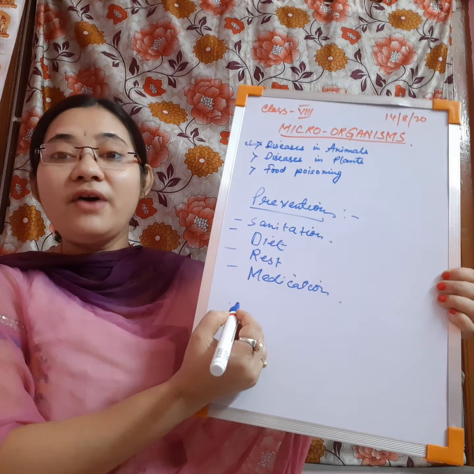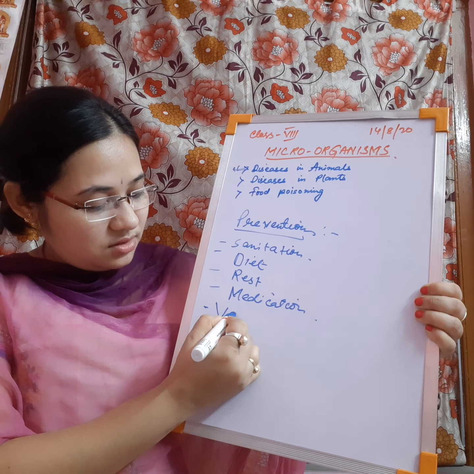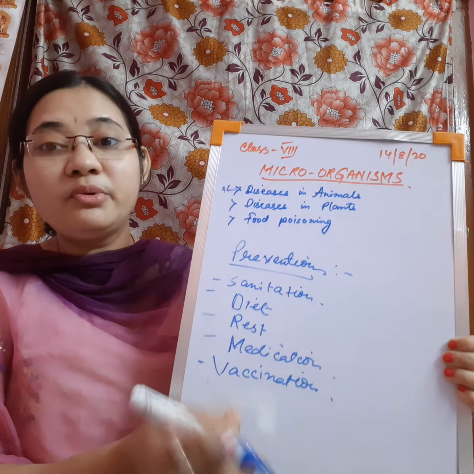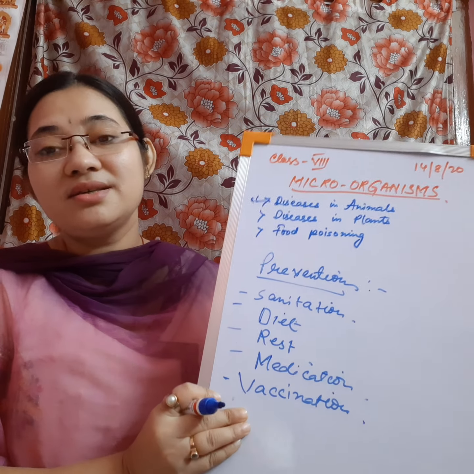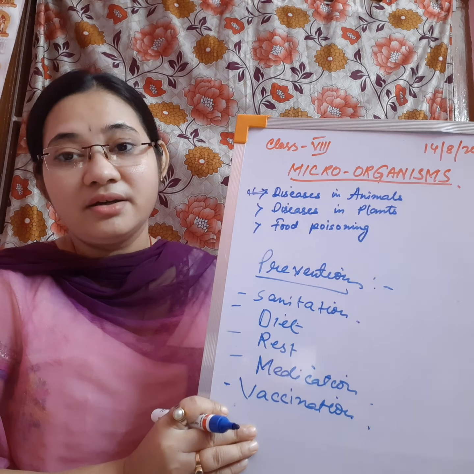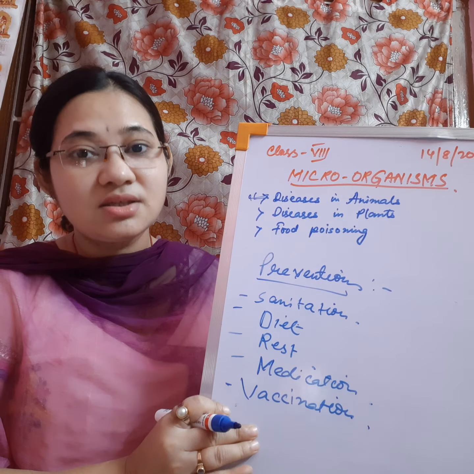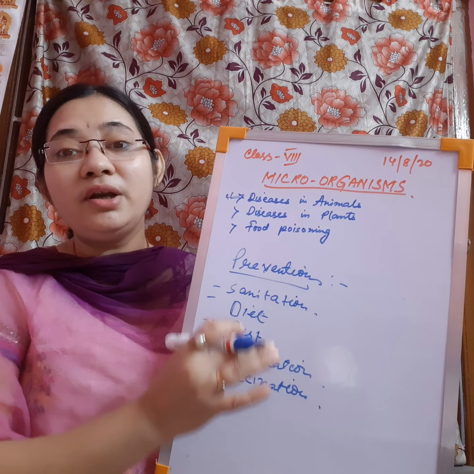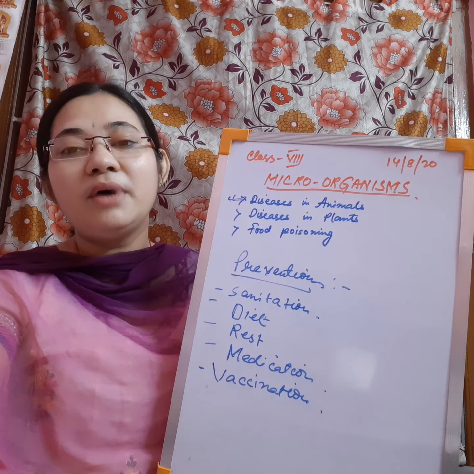And lastly, vaccination. So the animals should be vaccinated timely in order to prevent the occurrence of these diseases. Like, just now we have read about different types of diseases like anthrax, pox, dermatitis, cholera, foot and mouth disease, etc. So these are some of the preventive measures by the help of which we can prevent the diseases.